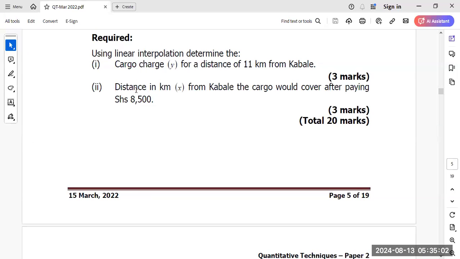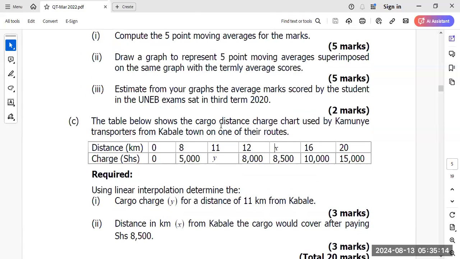Roman 2, they are telling us that we determine in kilometers, that is X, the distance the cargo would cover after paying 8,500. I said you are going to do this. Use the same knowledge. Already you have the linear equation. The beauty with the first method is that you'll be having a linear equation. So you can immediately say at point X, then 8,500, what will be the value of X?